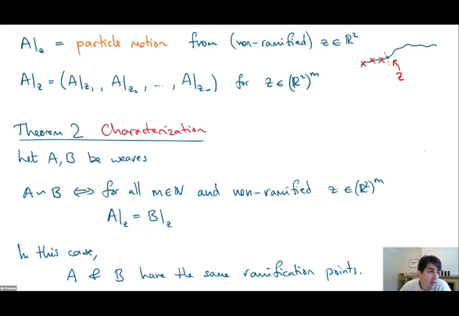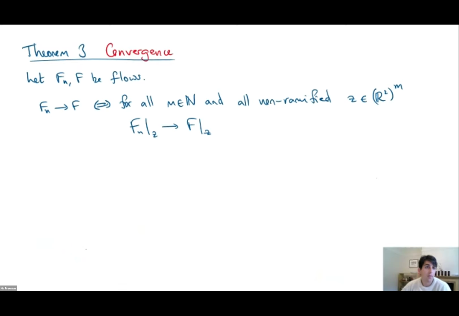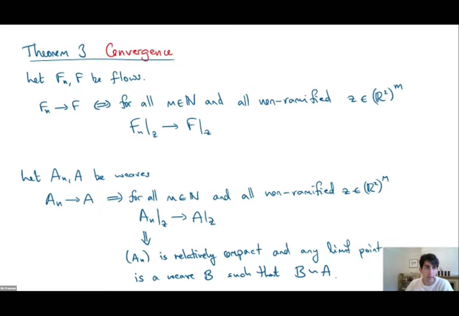Now it would be great if our convergence theorem matched our characterization, right? So convergence is coming next. And if we restrict to flows, then everything looks quite good. Convergence of flows is absolutely equivalent to convergence of particle motions. But that's not true if we look at general weaves. If I have a sequence of weaves that converges to a weave, that certainly implies convergence of particle motions. But convergence of particle motions is equivalent to convergence of weaves at the level of equivalence classes. So this provides a lovely explanation of all of the trouble that people have run into when they try to prove convergence of the Brownian web.